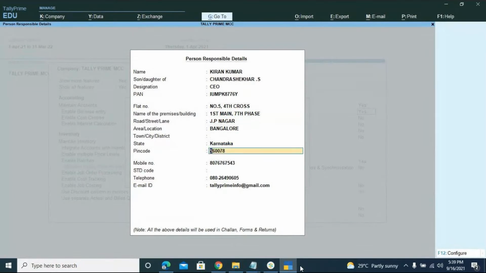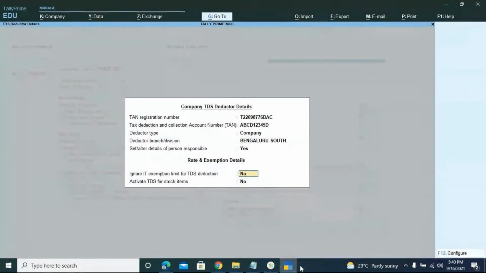On your screen also it will appear the same way. So company details will appear. You only have to give probably the STD 080. All details will appear. There's nothing to give except the details of the person. So once you're done, you can press enter.